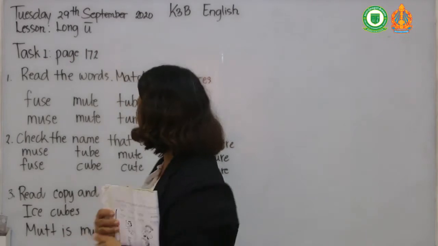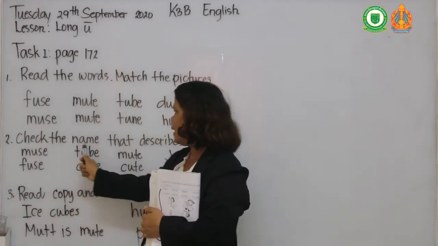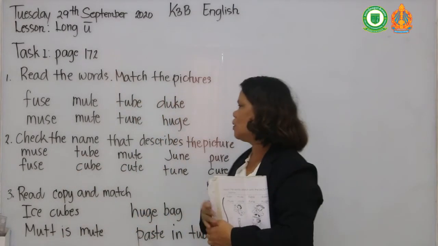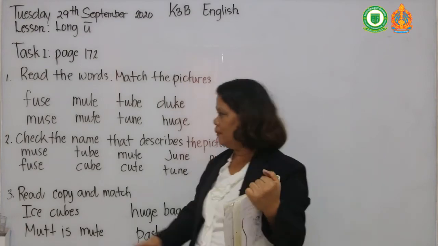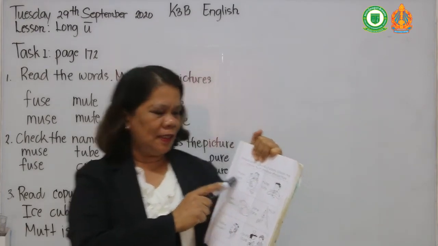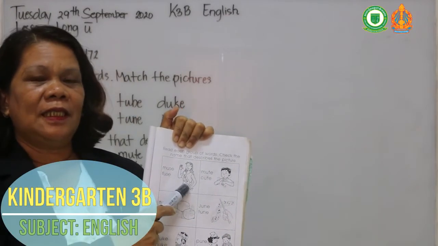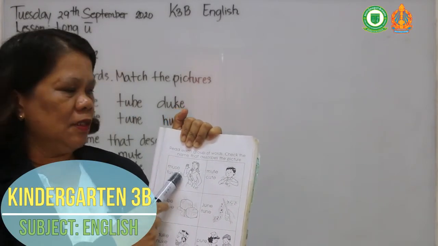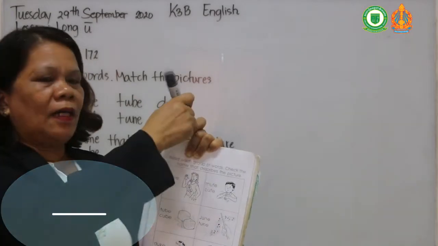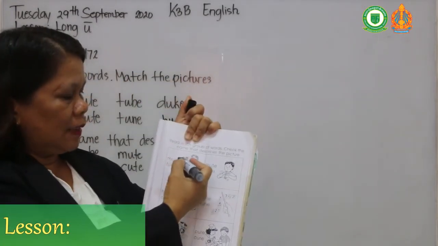And then task number two. Check the name that describes the picture. Okay, for number one, box number one is muse and fuse. What is this? This is a muse. Where is the word muse? You're going to check. Okay, you're going to check. Get your pencil and check.